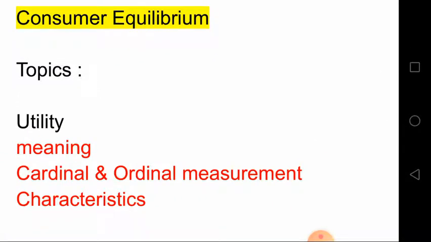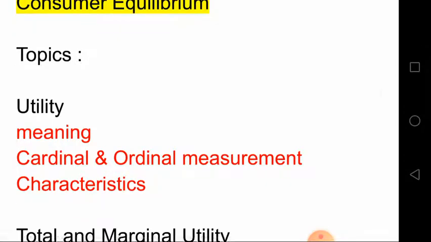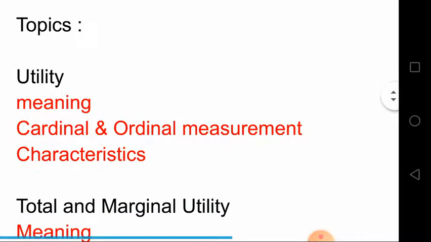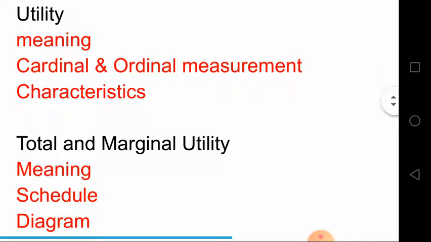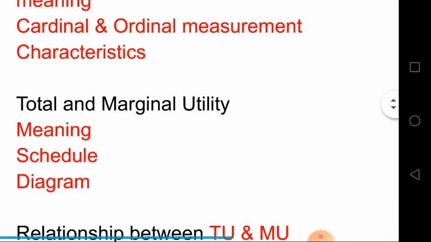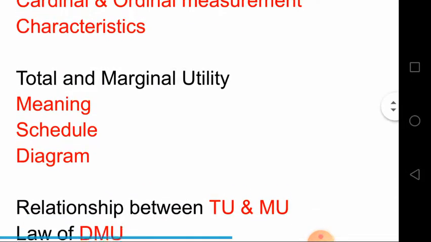The first topic is utility. What is the meaning of utility? What is cardinal and ordinal measurement of utility, and the characteristics of utility. Then after that we'll cover the next topic, total and marginal utility. What is meant by total and marginal utility? Its meaning. We will study it with the help of a stool and diagram.